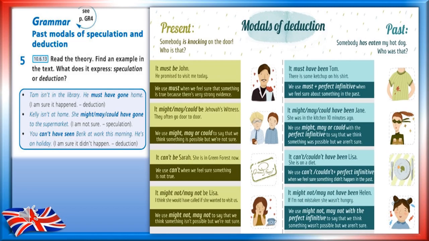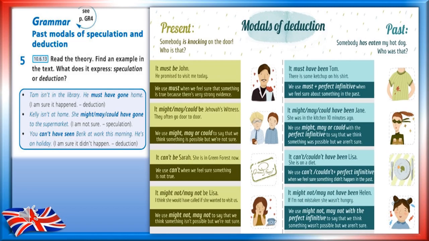It might, may, could have been Jane. She was in the kitchen 10 minutes ago. We use might, may, or could with the perfect infinitive to say that we think something was possible but we aren't sure. It can't, couldn't have been Lisa. She is on a diet. We use can't, couldn't plus perfect infinitive when we feel sure that something didn't happen in the past.